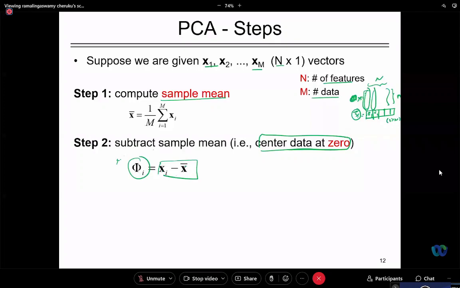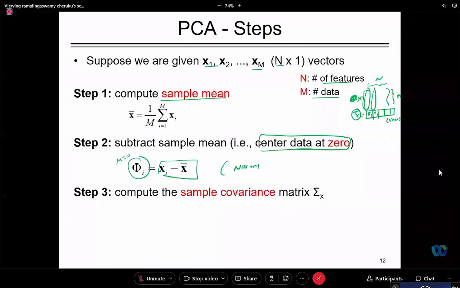Once we make the zero mean data, this is called normalization. It's a mandatory step. The reason is that the different features have different ranges and different units. So to bring uniformity, we do the normalization, bringing all the data values into some specific range.